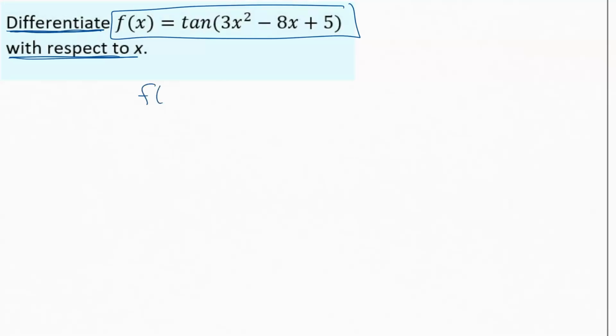What we're looking at here, we have f of x equals the tangent of, remember that this stuff is inside the tangent function. That's the first thing to notice about this. A lot of the times people read this as multiplication going on here, sort of tangent times something. Remember that all your trig functions, it's always of something. These tangents don't exist without something inside them. So here we're being asked to find the derivative of the tangent of 3x squared minus 8x plus 5.